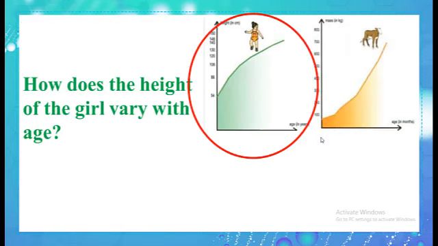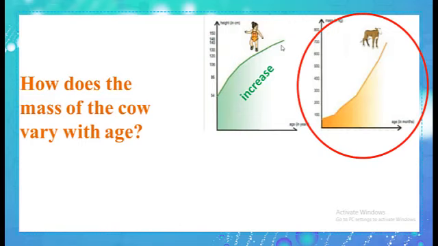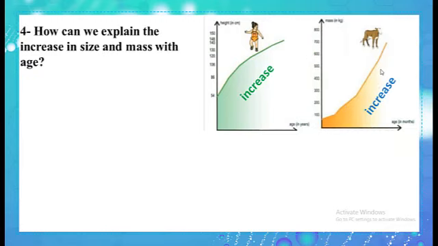Now, how does the height of the girl vary with age? As you can see here, as the age in years increases, what's happening to the height? Yes, it's also increased. How does the mass of the cow vary with age? As you can see also here, as the age of the cow increases in months, the mass of the cow also increases. Yes.